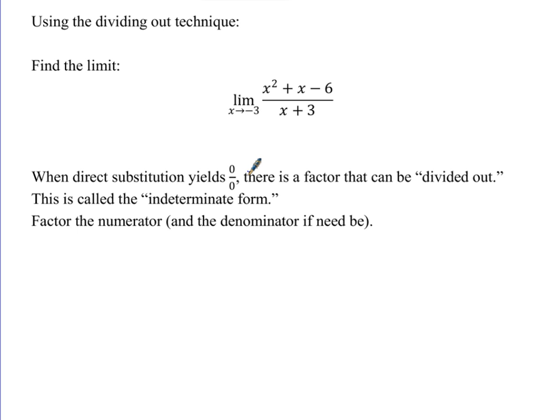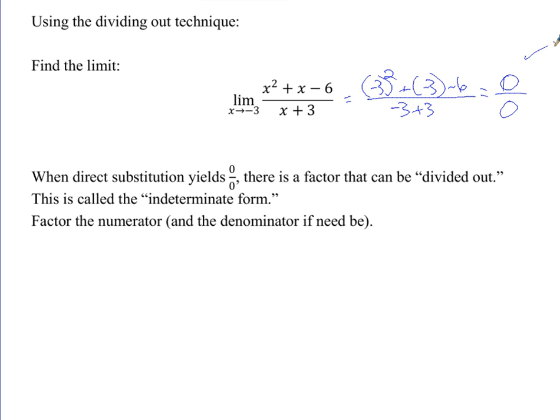When that happens, there's a factor that can be what we call divided out. So let's check this thing. Let's substitute in negative 3. When we do, we get negative 3 squared plus negative 3 minus 6, all divided by negative 3 plus 3. Well, negative 3 squared is 9. 9 plus negative 3 is 6. 6 minus 6 is 0 over 0. So we do get 0 over 0.